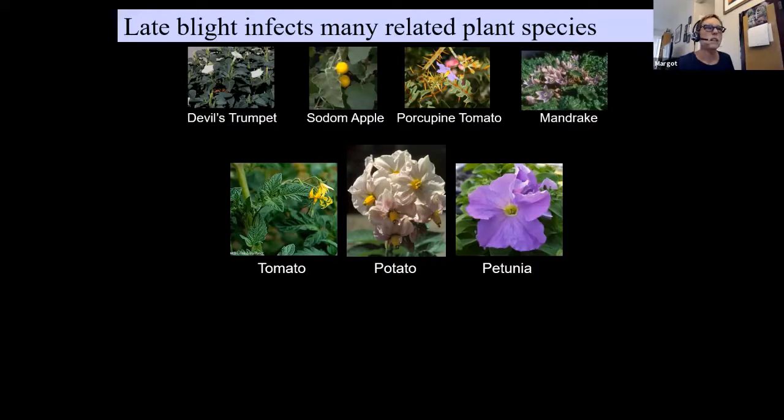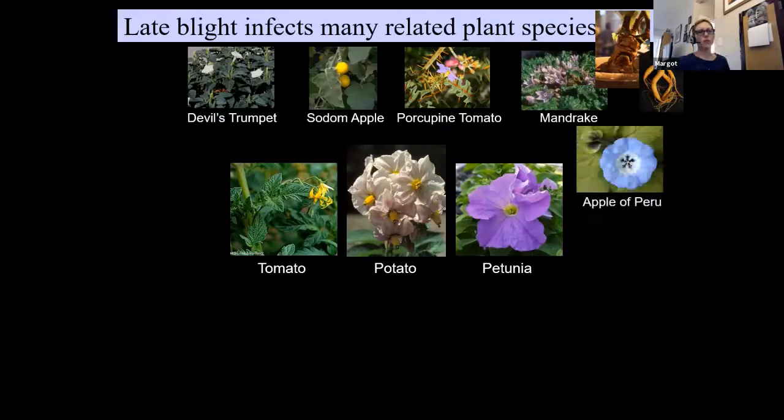I stopped at mandrake because if any of you are Harry Potter fans, you may recognize that name as one of the plants from the Harry Potter series. It looked like this in the movies. It's got this folklore that goes with it because the roots actually look like this. They look like little people, and so it has conjured some folklore that these are actually little people, and when you pull them up, they scream. I don't think they actually do that, but it's still fun to talk about.